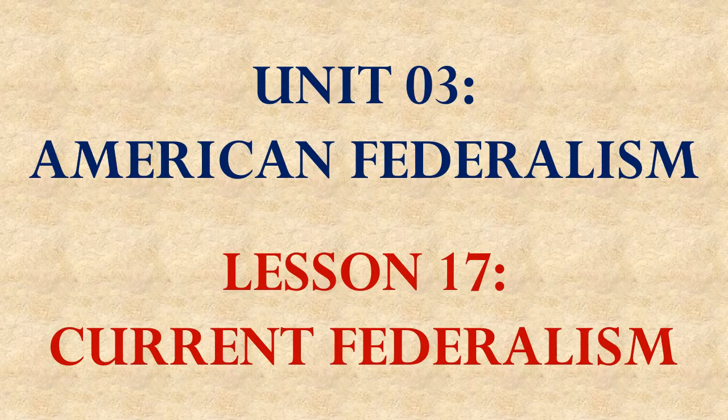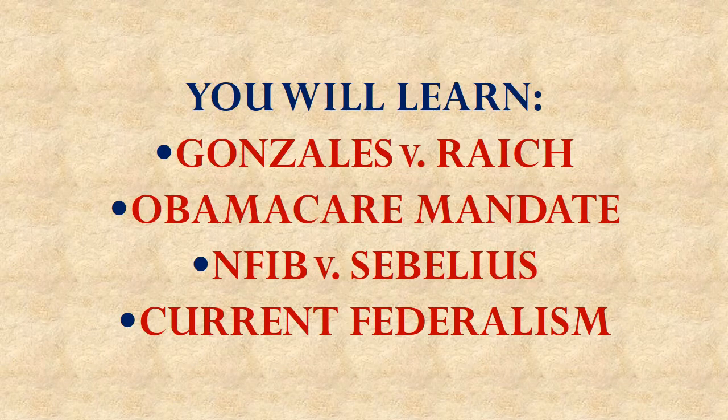This lesson is from Unit 3, American Federalism. It's Lesson 17 about the current state of American federalism. In this lesson, you'll learn about the Supreme Court case of Gonzales versus Raich, about the Obamacare individual mandate, about the Supreme Court case of National Federation of Independent Businesses versus Sebelius, and you'll learn about the current state of American federalism.